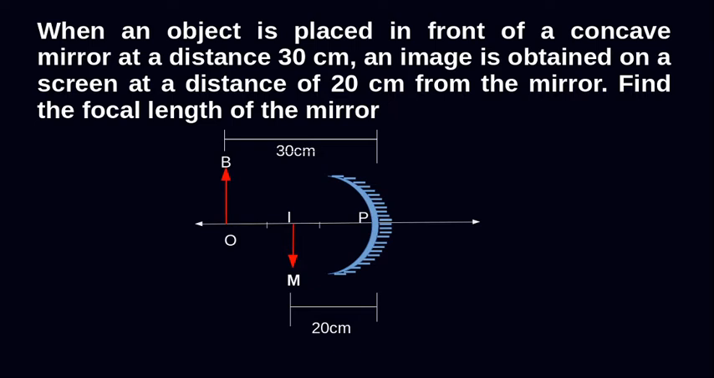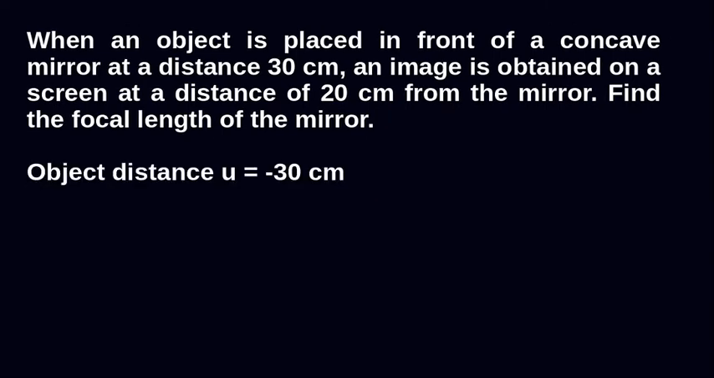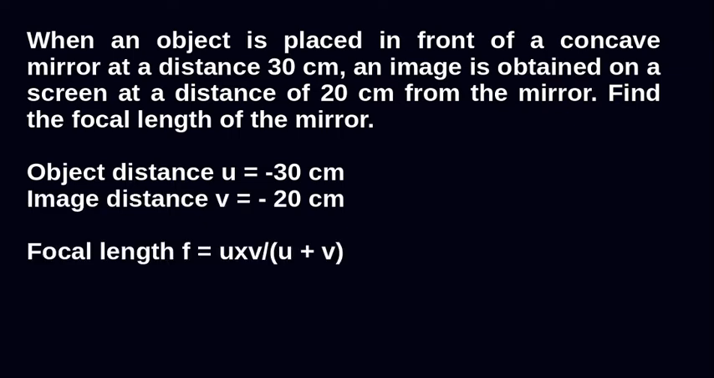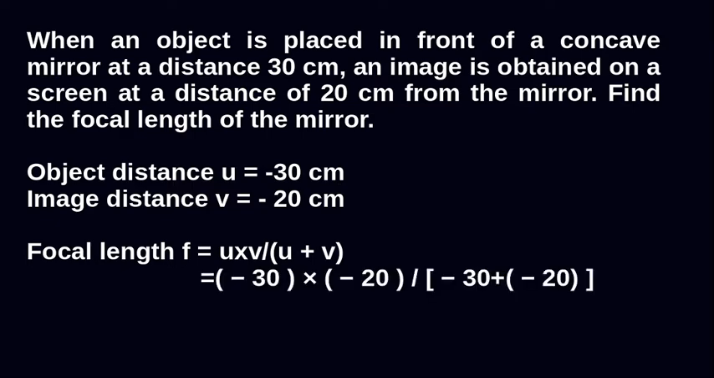And let us write this using new Cartesian sign convention. That is, object distance u is equal to minus 30 centimeter, image distance v is equal to minus 20 centimeter, and equation, that is focal length f is equal to u into v by u plus v. That is, substituting the values of u and v, minus 30 into minus 20 divided by minus 30 plus minus 20. That is plus 600 by minus 50. That is minus 12 centimeter.